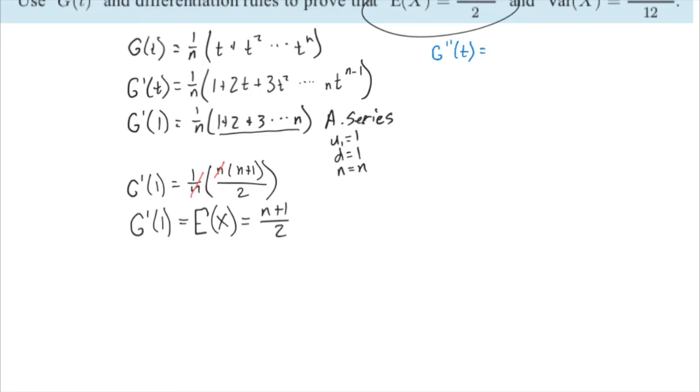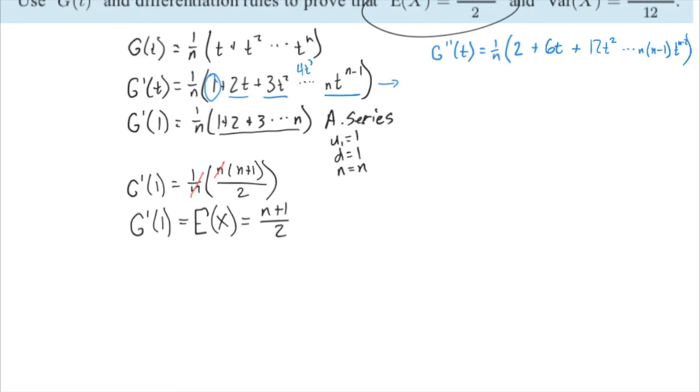Looking back at my first derivative here, I'm going to work from there. It's going to be 1 over n times, now I'm going to take the derivative of the 1, which is 0. Then the derivative of the 2t, which is just 2. The derivative of the 3t squared is 6t. The next term would have been 4t cubed, so the derivative of that is 12t squared. We're going to go all the way up to the last term, which would be n times n minus 1 times t to the n minus 2.